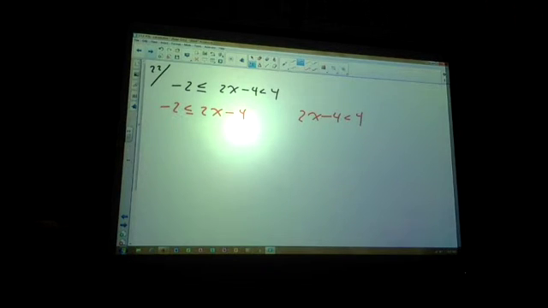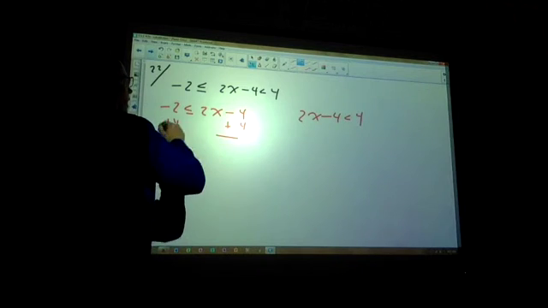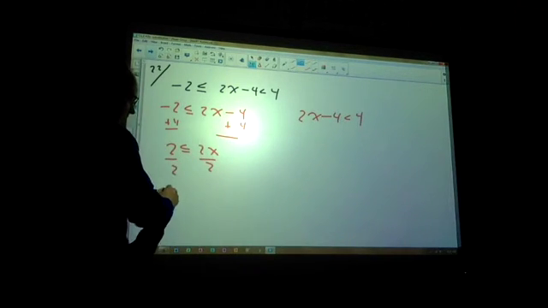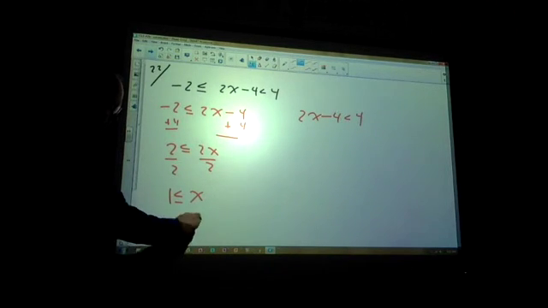All right, so let's solve both of them. So this one, I'm going to add 4 to both sides. That gives me 2 is less than or equal to 2x. Divide by 2. 1 is less than or equal to x. If you leave it like that, you can put it back together at the end. Is this graphing or no? Is this problem going to be graphed? Yes. Okay. So being it's going to be graphed, I'm going to flip this over.